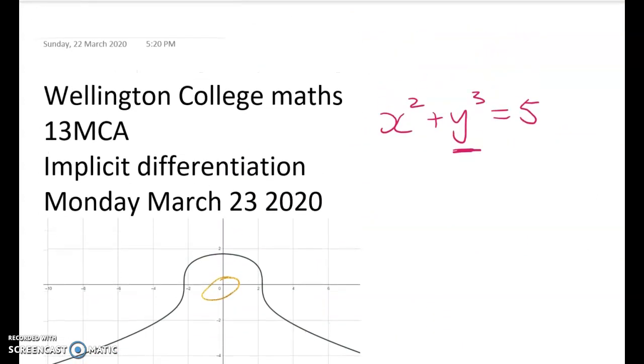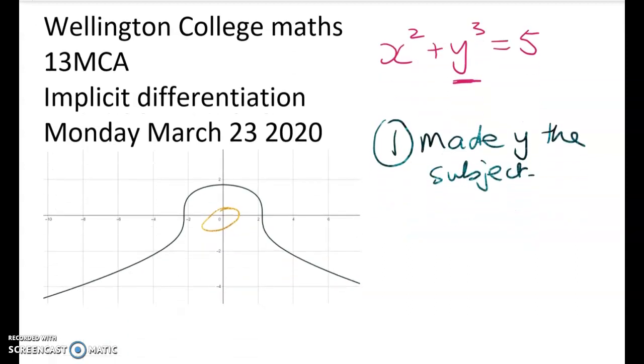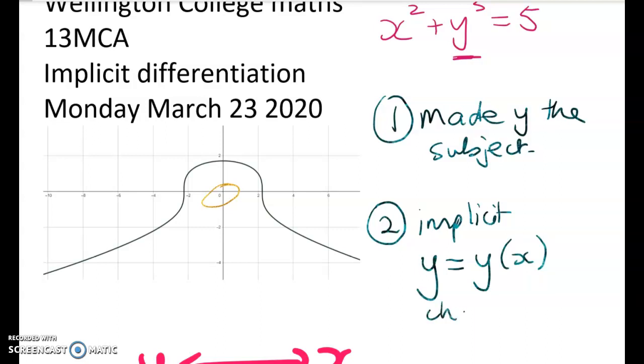Right, so the first way that I did this one, just to go over it, is I made y the subject, and then we differentiated as usual. But the second way was to do this weird thing called implicit. And when we're doing implicit, we think of y as a function of x, and we use the chain rule.